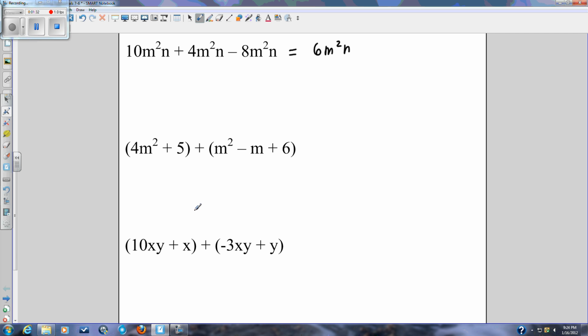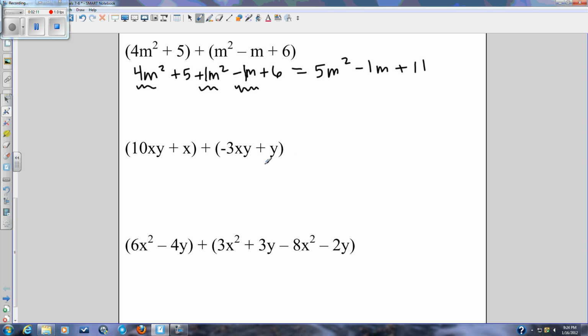Next, if you have parentheses around polynomials that you are adding together, it's perfectly okay to just remove the parentheses, if all you're doing is adding them. Now, we don't have any numbers in front of the m squared or the m, so we can slide ones in there. So our like terms, 4m squared and 1m squared gives us 5m squared. We just have negative 1m. We don't have another m term, so we'll put that in. And then we have 5 and 6, which is 11.